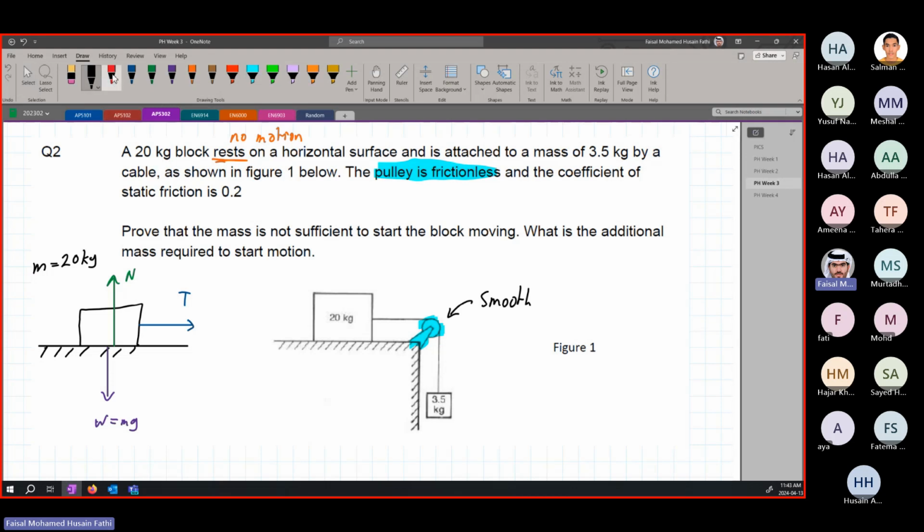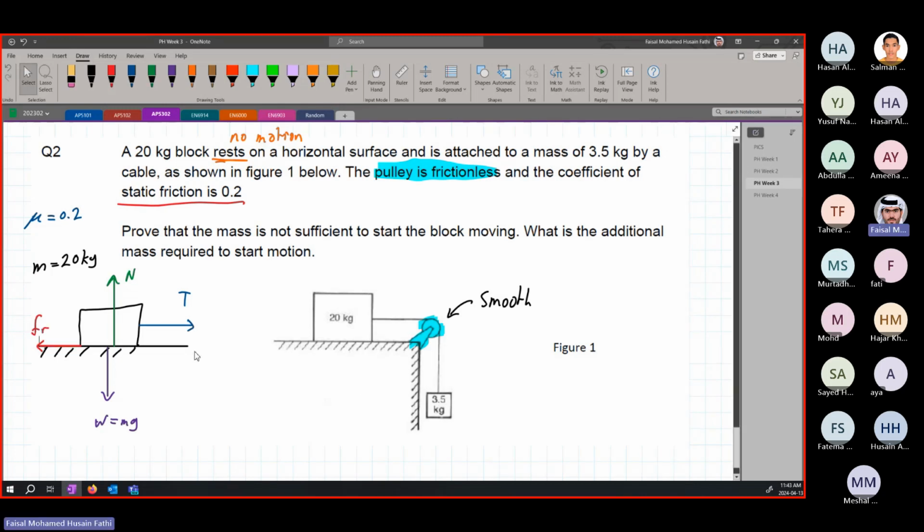And since they told us that there is a coefficient of static friction of 0.2, we know now that mu is equal to 0.2. That means we're going to have a friction force in the opposite direction on this surface. Okay? So I have drawn my diagram. Obviously, just from this information, it's sufficient for me to determine everything.